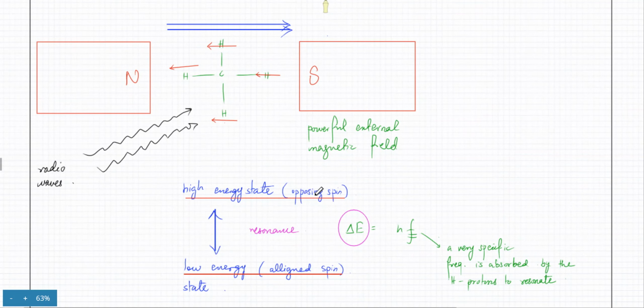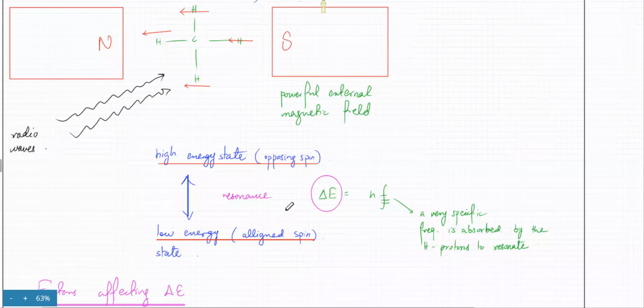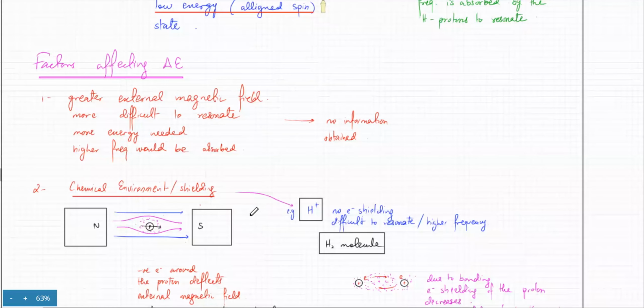And this is resonance: there would be an energy gap between the two states, the aligned state and the opposing spin. That energy gap would match frequencies that are part of the radio spectrum. It's going to be a very specific frequency. This energy gap is going to be very fixed. There would be two factors that affect this energy gap. One of them is the strength of the external magnetic field.